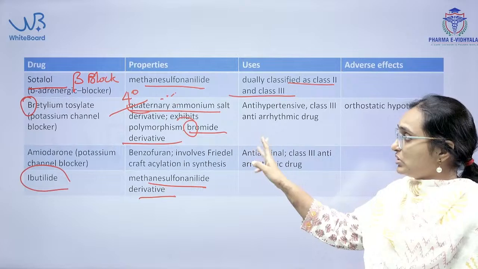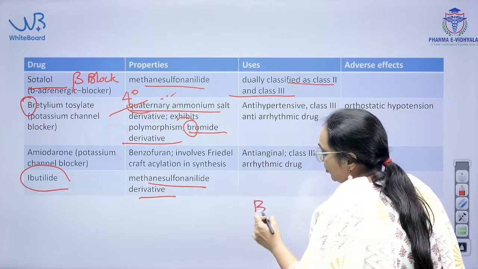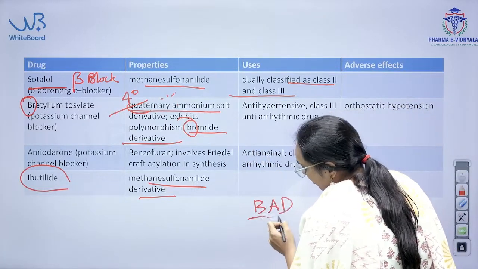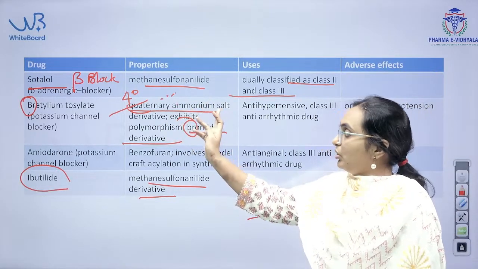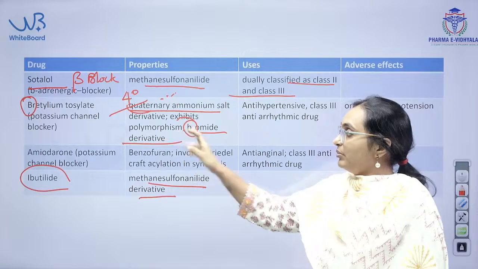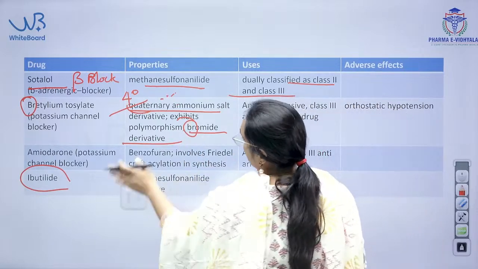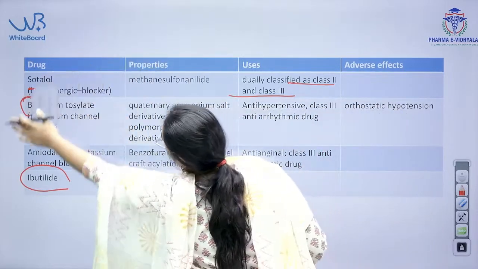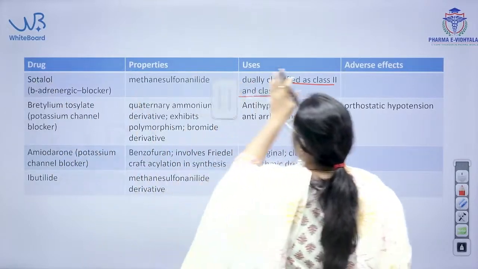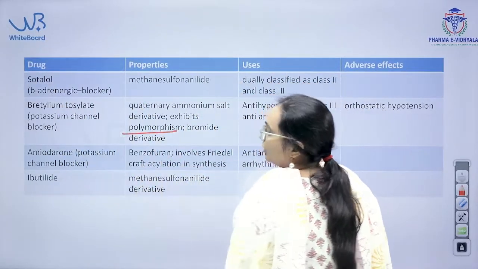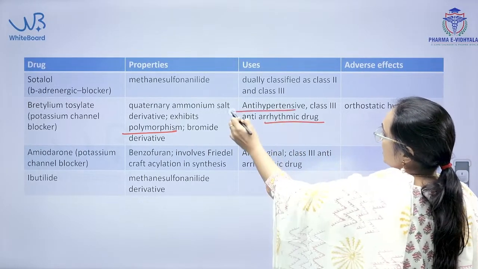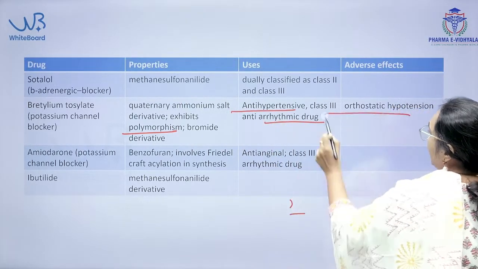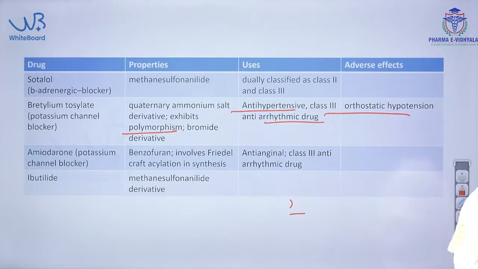Okay, bretylium tosylate. Potassium channel blockers are bretylium, amiodarone, dronedarone. Bretylium tosylate is a quaternary ammonium salt with a bromine derivative and exhibits polymorphism. Which of the following antiarrhythmic drugs shows polymorphism? Bretylium tosylate. It has antiarrhythmic as well as antihypertensive action, and orthostatic hypotension is the adverse effect.